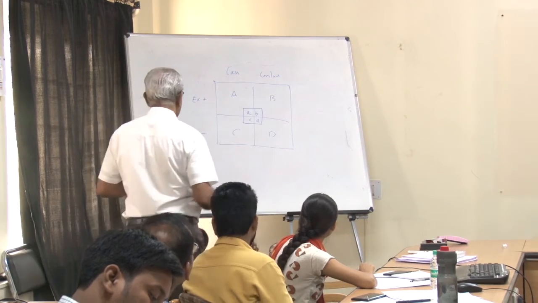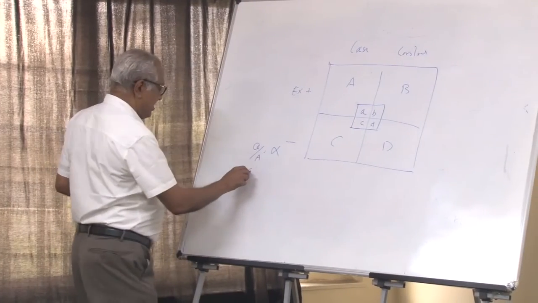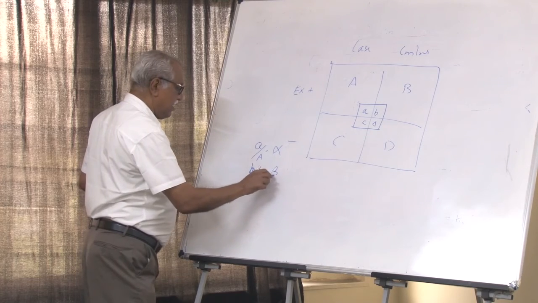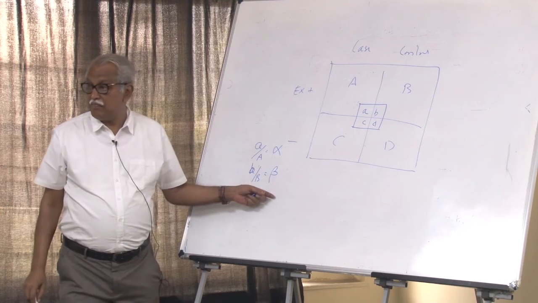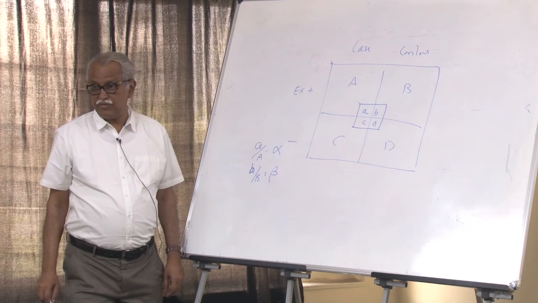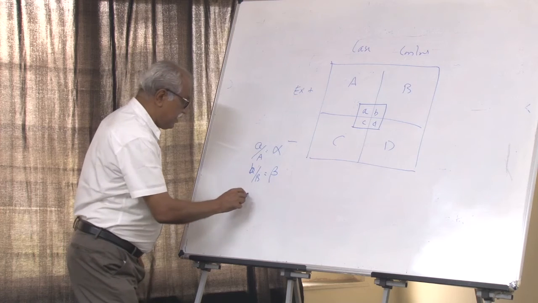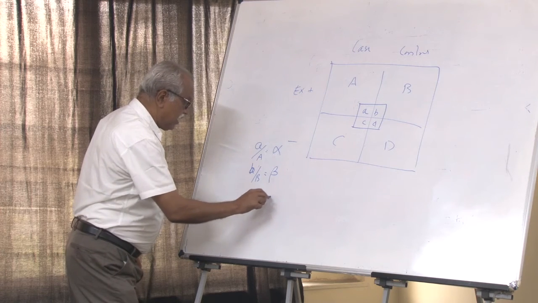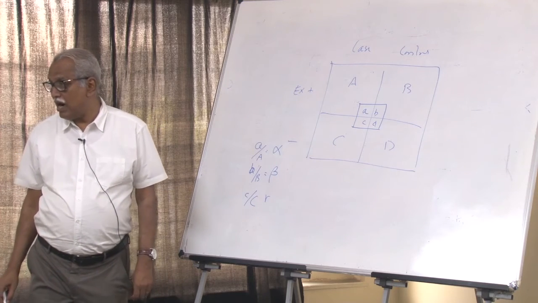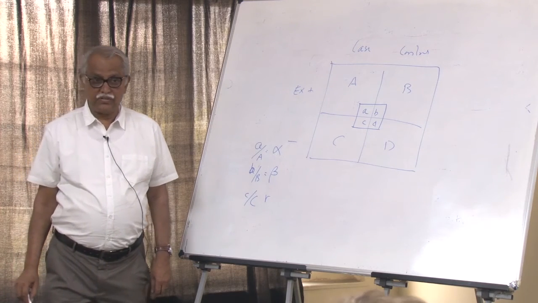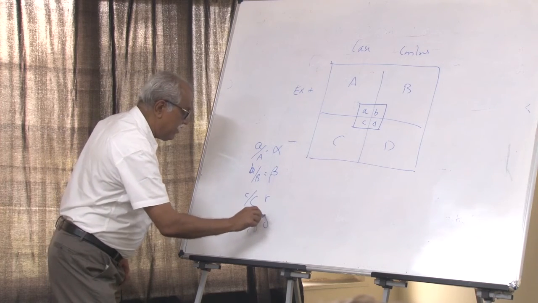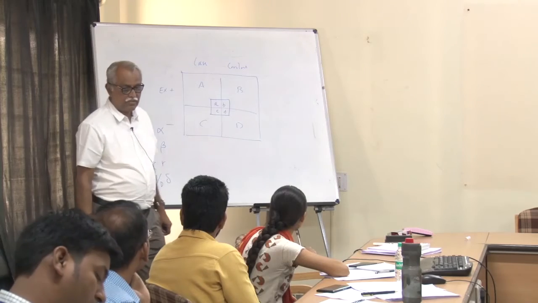Similarly, small b by capital B is equal to beta. It is the sampling fraction for exposed controls. And small c by capital C, gamma, is the sampling fraction for unexposed cases. And small d by capital D, delta, is the sampling fraction for unexposed controls. So that I have theoretically figured out.